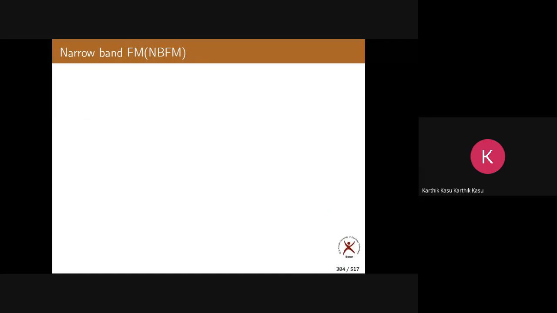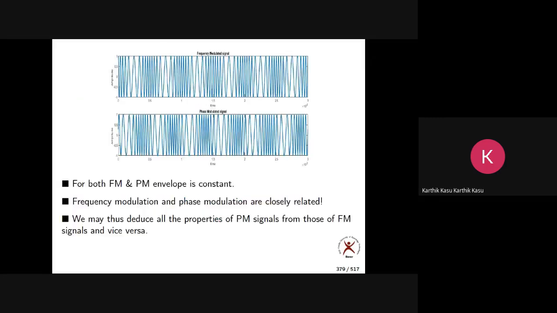Now let us discuss narrowband FM. Before discussing narrowband FM, I told you one thing. Here beta is called what? Beta is the modulation index. It should be more than 1, I told you already. Why is it so? Let us see.